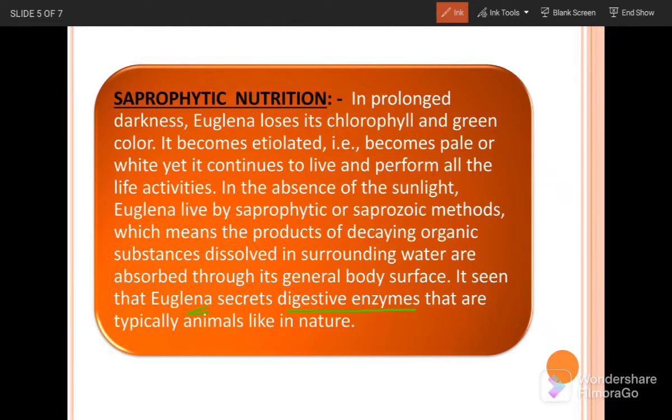Their main function is to break down the food. The digestive enzymes will break the food material into smaller particles, which are absorbed and help for its energy purpose, and it can fulfill its energy needs. This is the nutrition of Euglena, holophytic and saprophytic.